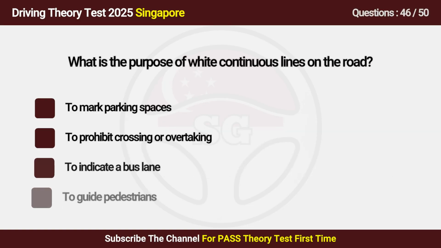Question 46. What is the purpose of white continuous lines on the road? A. To mark parking spaces. B. To prohibit crossing or overtaking. C. To indicate a bus lane. D. To guide pedestrians.